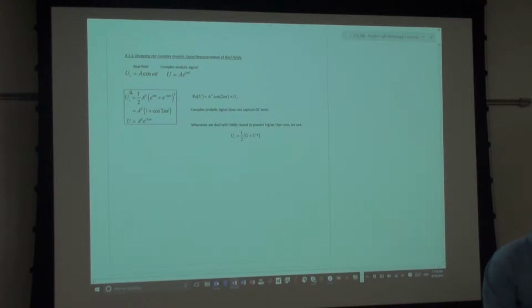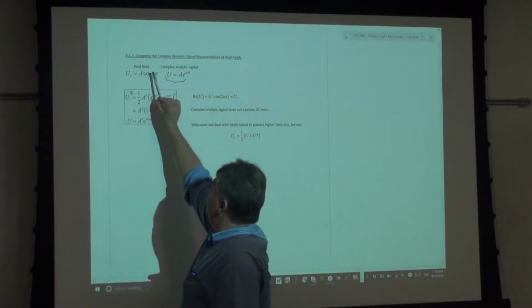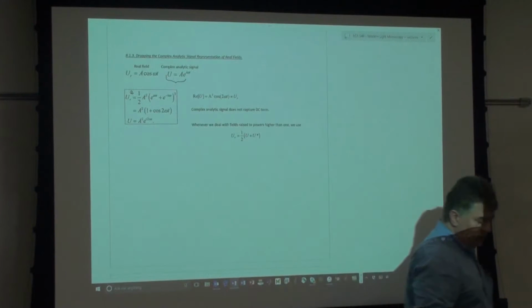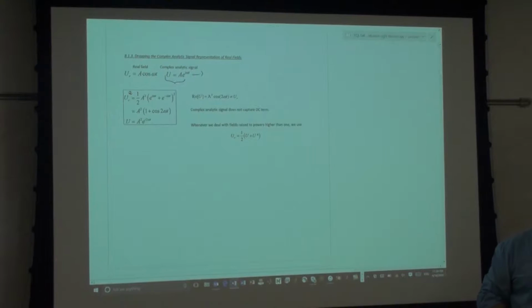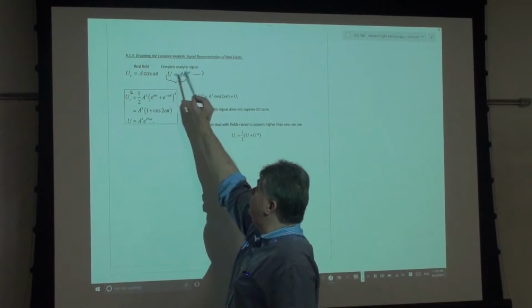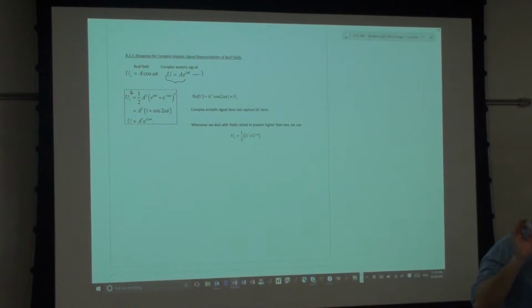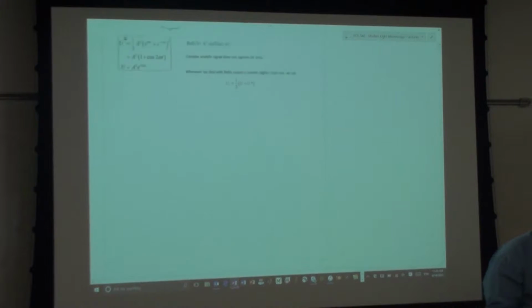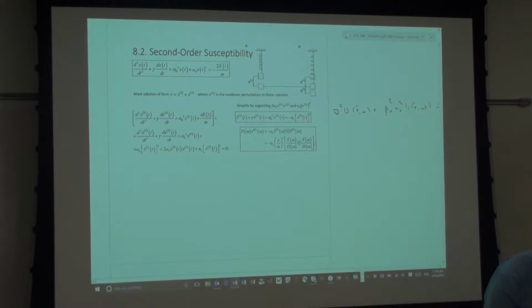So let's look at this. We had to give up on the complex representation of the field, so we got back to a real representation. The reason is that when you start taking squares of this, you're missing some terms. So for example, the square of u and the real part of u squared are two different things. Okay, so here's the perturbation.